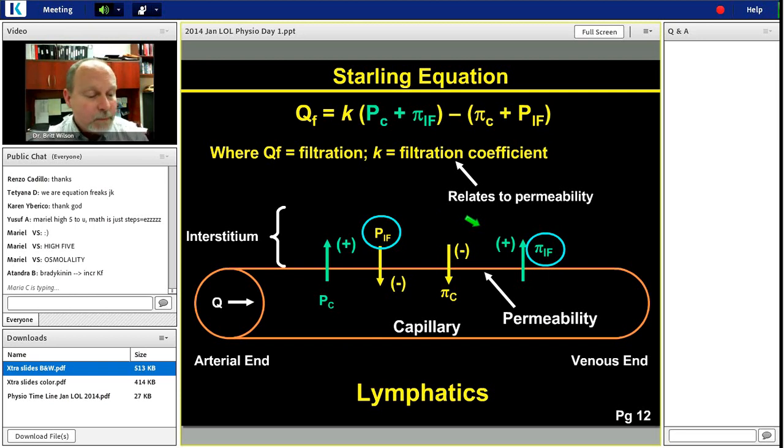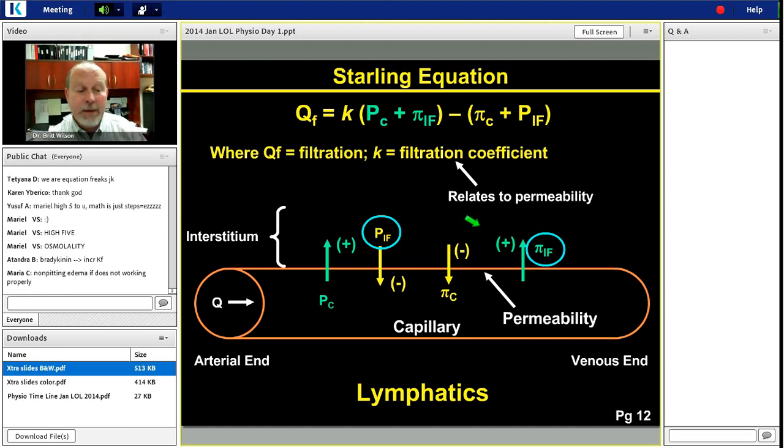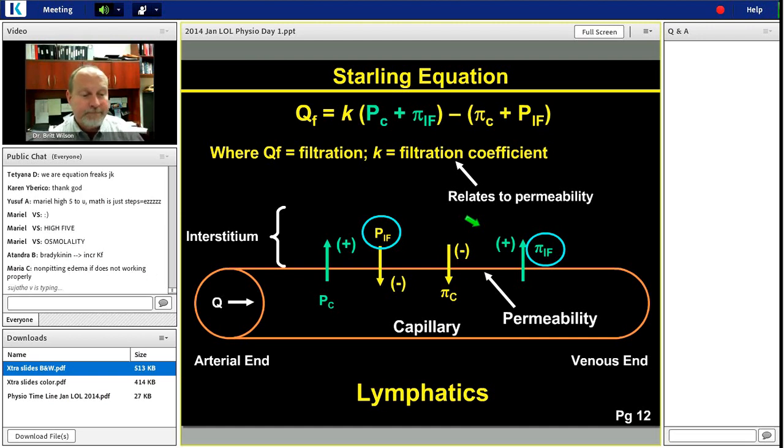Atandra, you're absolutely right. Bradykinin is one of those examples that increase permeability. It increases permeability. Yep, we'll go into the edemas in just a second.